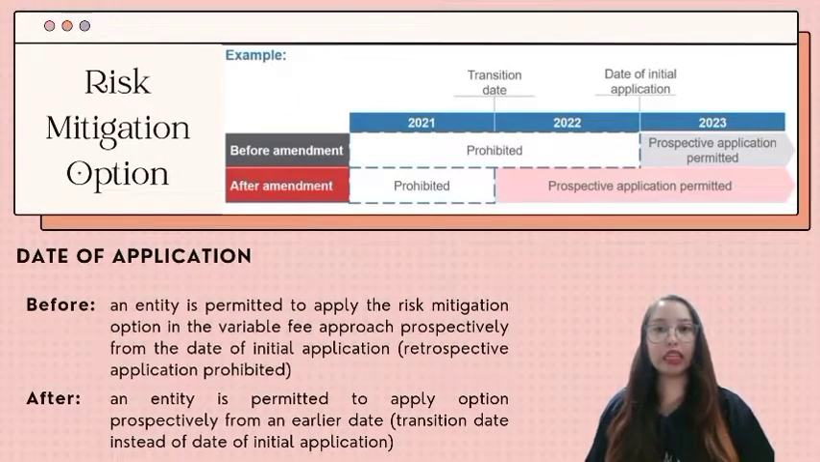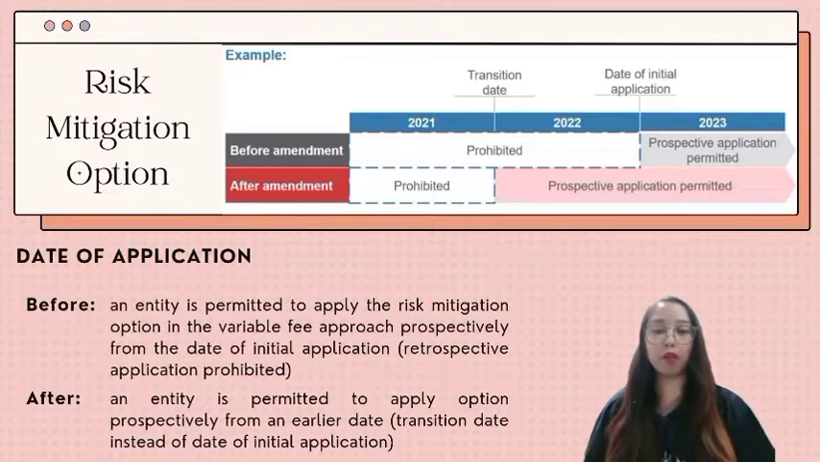So before, an entity is permitted to apply the risk mitigation option in the variable fee approach prospectively after the date of initial application. Retrospective application is prohibited. And after, an entity is permitted to apply the option prospectively from an earlier date, the transition date, instead of the date of initial application. And yung last two amendments po under transitional modification and relief is about po sa risk mitigation option in the variable fee approach.